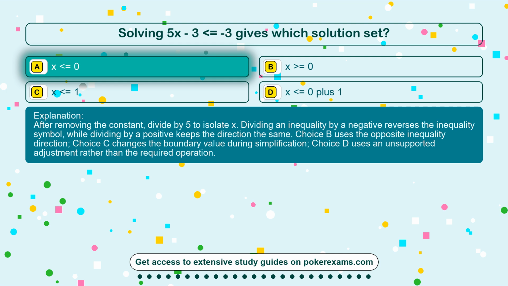Choice B uses the opposite inequality direction. Choice C changes the boundary value during simplification. Choice D uses an unsupported adjustment rather than the required operation.